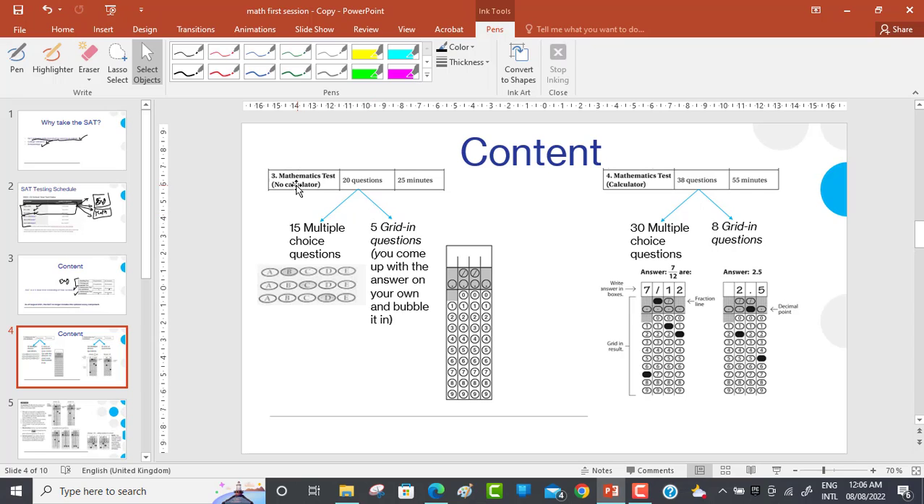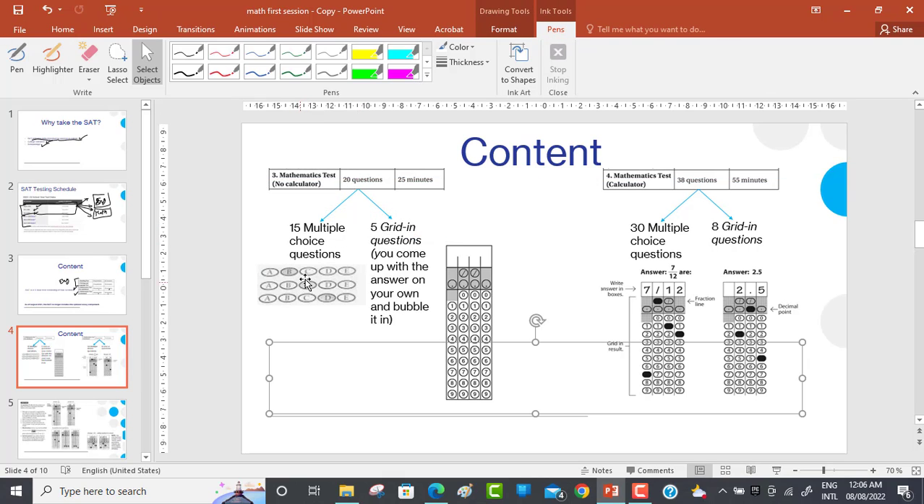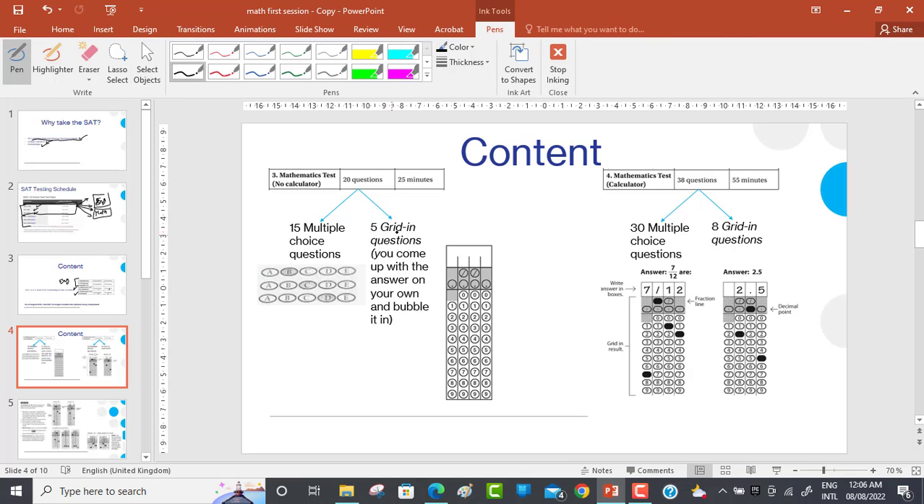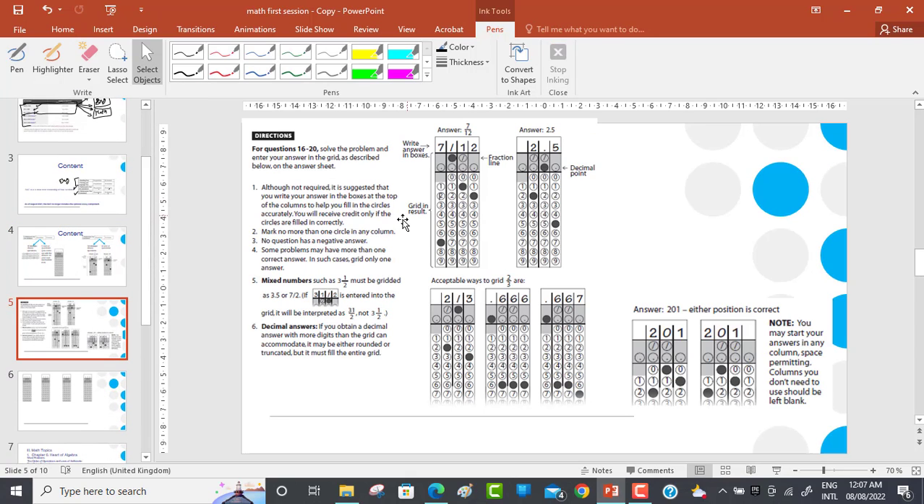As we said, section 3, no calculator, is made out of 20 questions. 15 questions are multiple choice, you only have to choose the correct answer, while 5 questions are grid-in questions. You have to grid your answers, and we will talk about how to grid your answers. Also, section 4 is the math section, but here with calculator. We have 30 multiple choice questions, you only have to choose the correct answer, and 8 grid-in questions. Usually we have 4 answers, not 5.